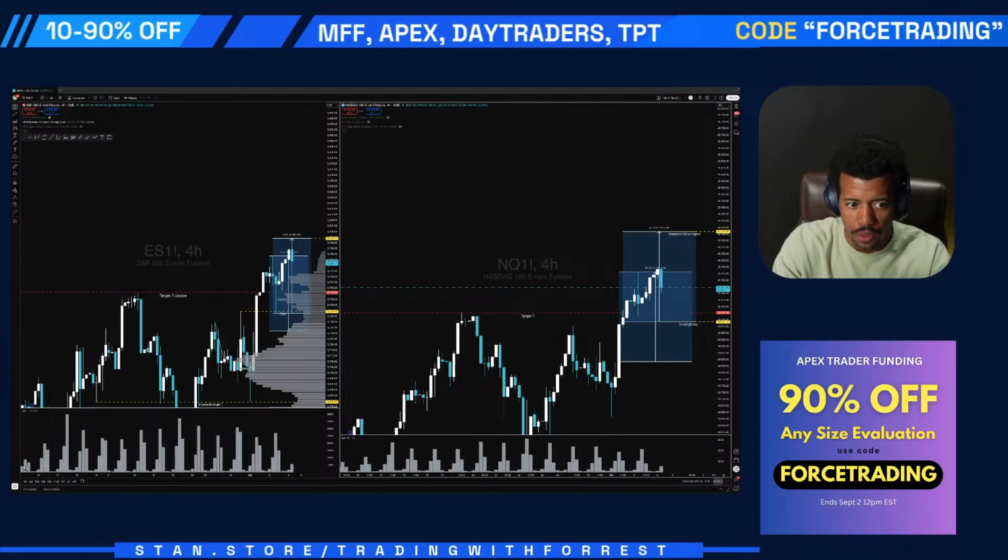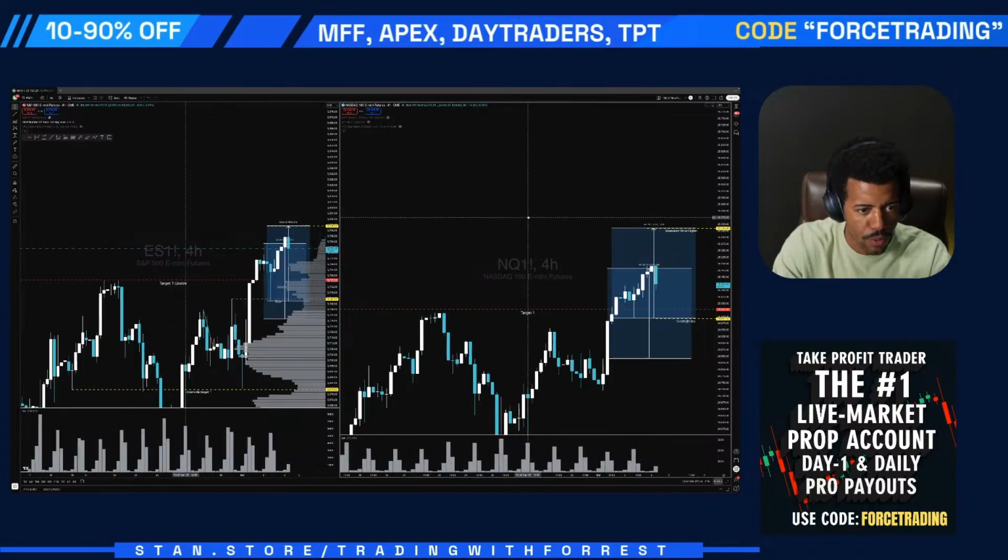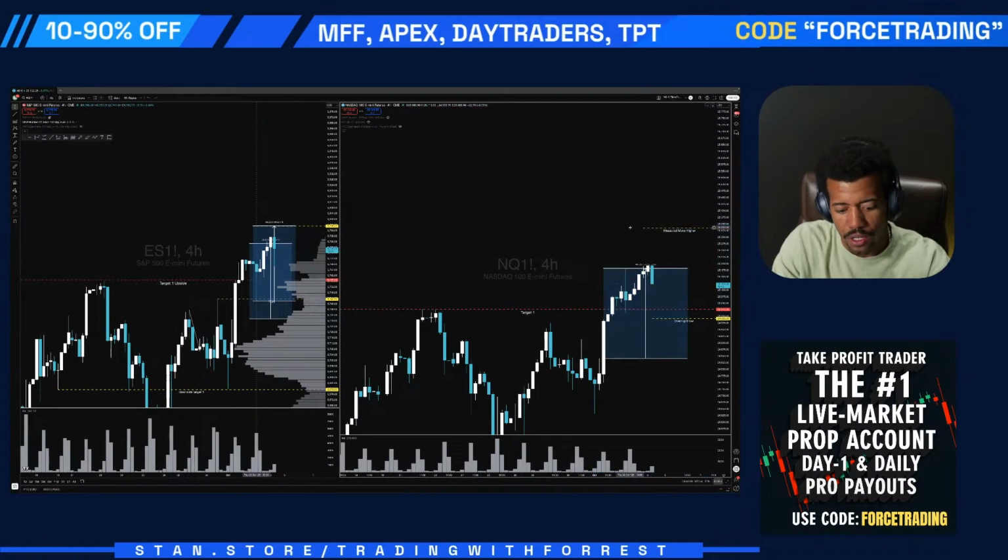which is useful. All right, so we had a nice little extension. You can see here I did a little measured move. If you want to understand how to do a measured move, guys, I'll teach you.